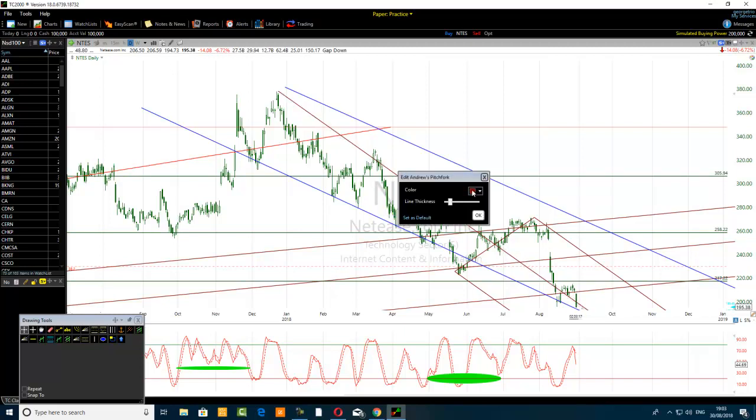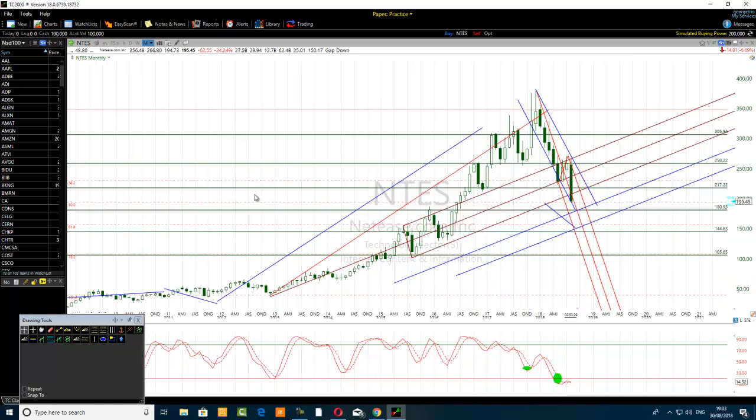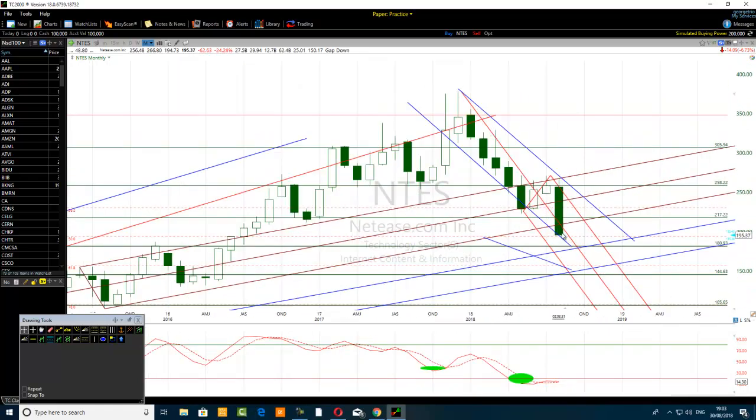Remember that I have two Pitchfork tools on my chart now. One is brown, one is red. The red one is from the daily chart. Let's go back to the monthly chart and let's see. All right. So the red one is the one from the daily chart. Right? So the price broke below the median now. Okay, you see now? Right?